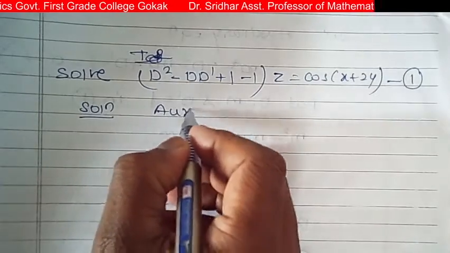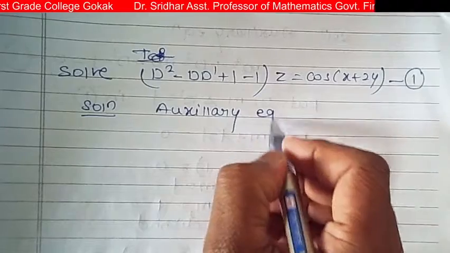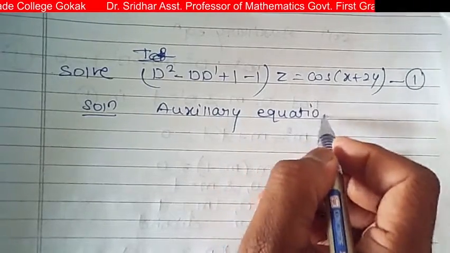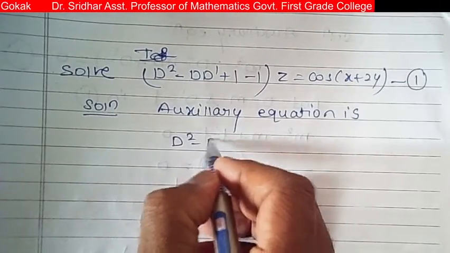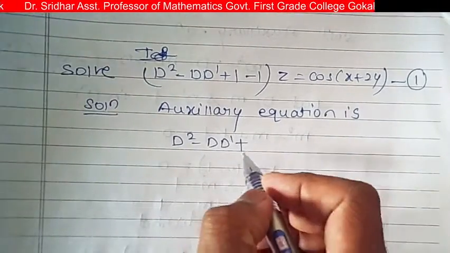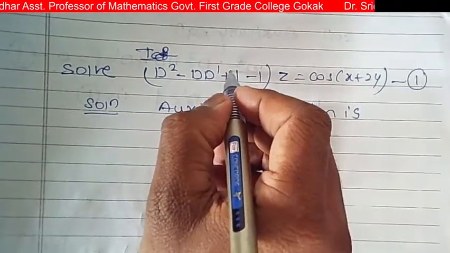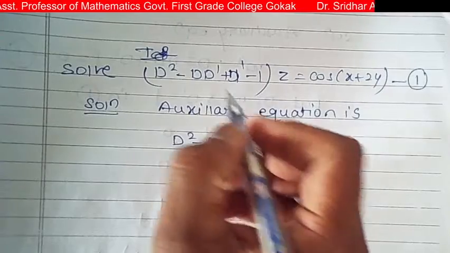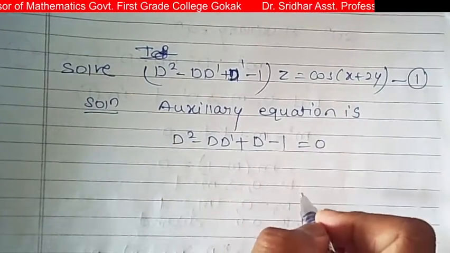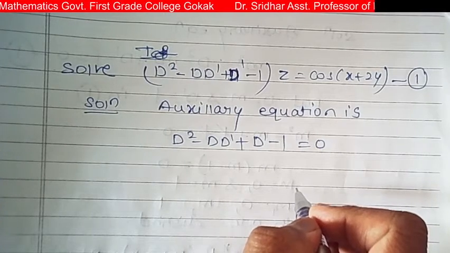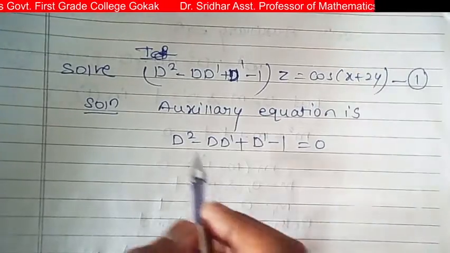So the auxiliary equation is given by D square minus DD dash plus D dash minus 1 equal to 0. So this is the auxiliary equation. Next we solve this equation.